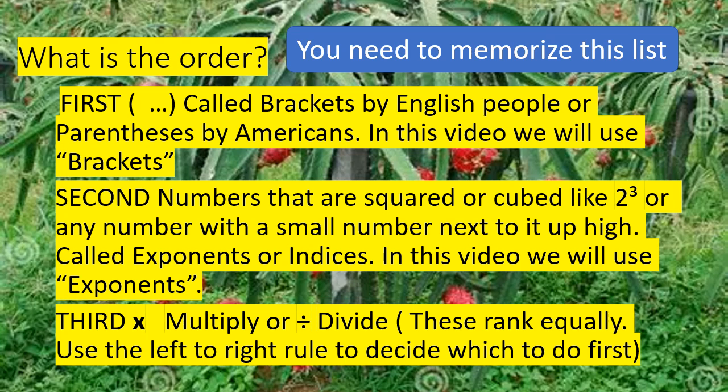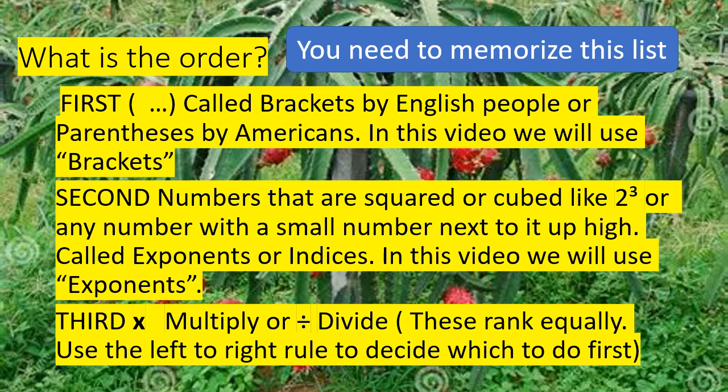So what is the order? And this list you need to memorize. You need to be able to know which order something goes to straight away from your memory without having to look it up. So first, brackets. They're called brackets by English people or parentheses by Americans. I'm going to call it brackets. So you do those first. Anything that's in brackets. Like I said before, if the brackets are there, it's a big sign saying do this first.